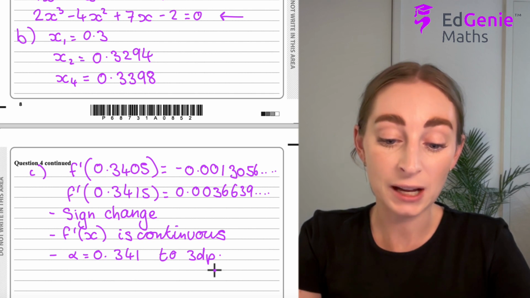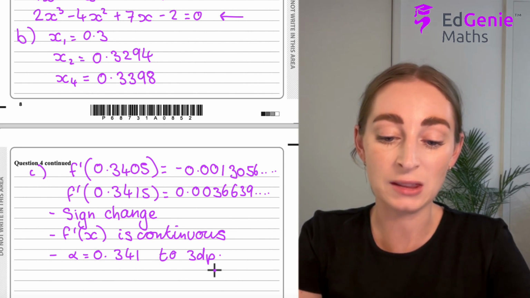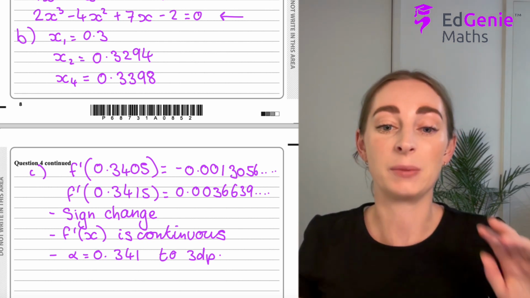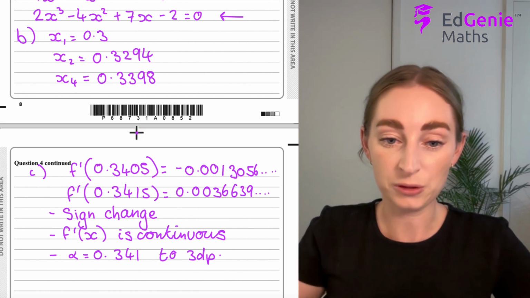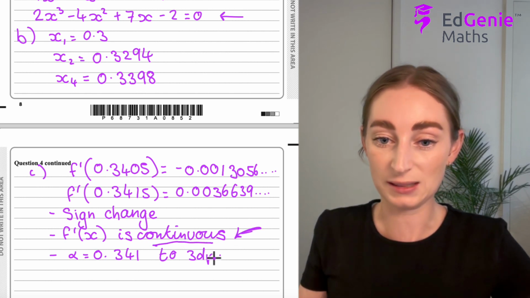It was very common, however, for the final mark to be lost in this part because there was no mention that the chosen function was continuous. So this question comes up a lot. Really, really important. You need to make sure you say that it is continuous.